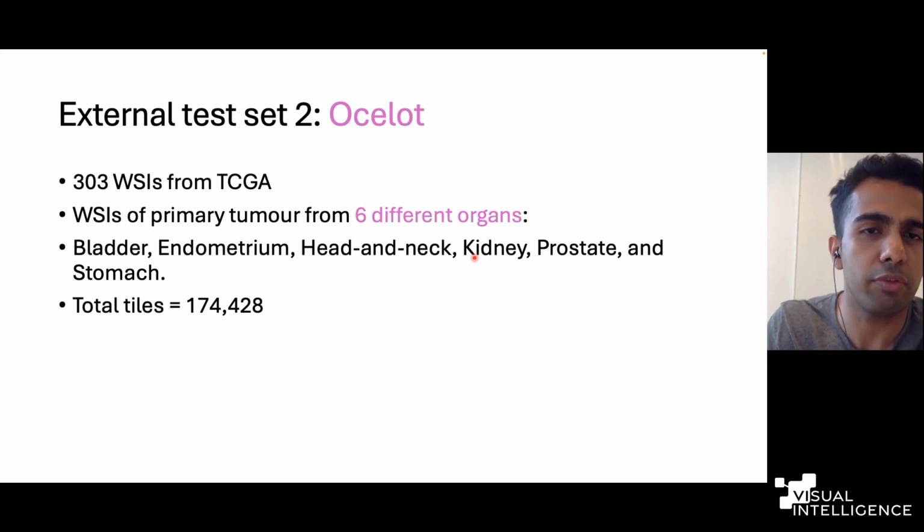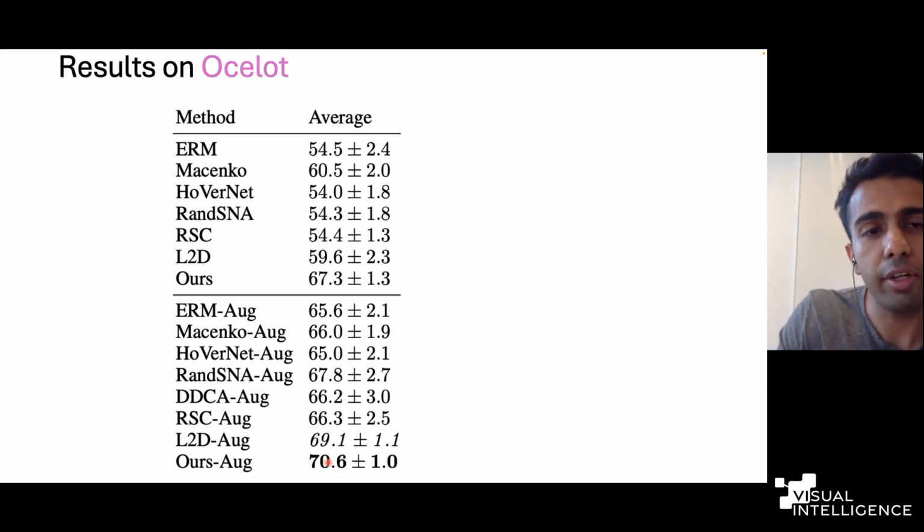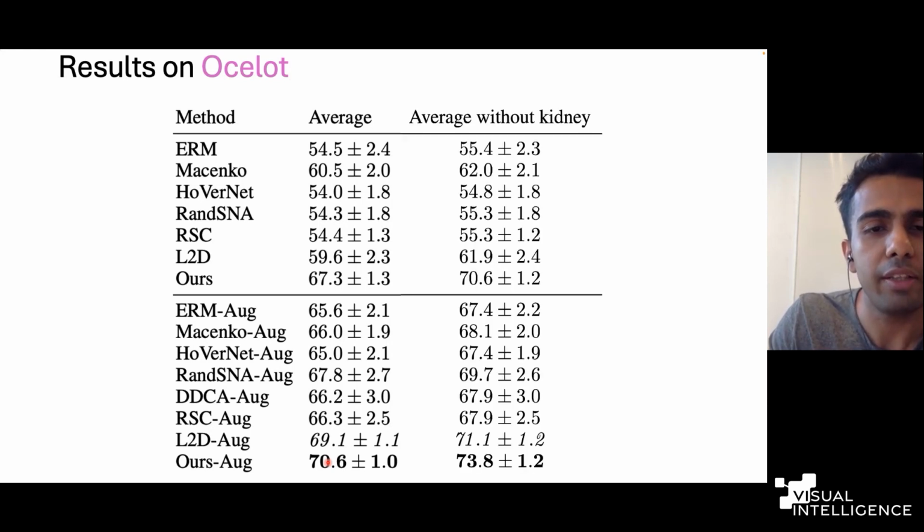Kidney looks very different. It's clear cell carcinoma, which looks very different from other carcinomas, and it also had the most amount of tiles. So it accounts for a big percentage of accuracy in this case. The highest accuracy on kidney, for any method, was 64%, while for other organs, it was at least 70%. So kidney was basically bringing down the accuracy for all the methods. And if we check accuracy without kidney, then you see the same differences again.